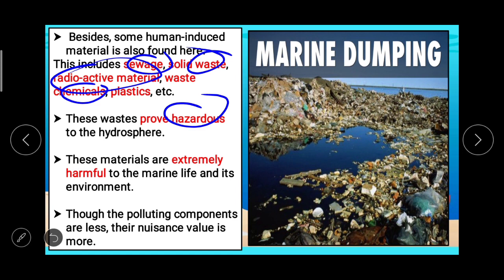These materials are extremely harmful to the marine life and its environment, because of which pollution increases and the plants and animals are badly affected. Though the polluting components are less in number, the nuisance value is more, so it is very important to take care of all these things and to stop pollution on the beaches.